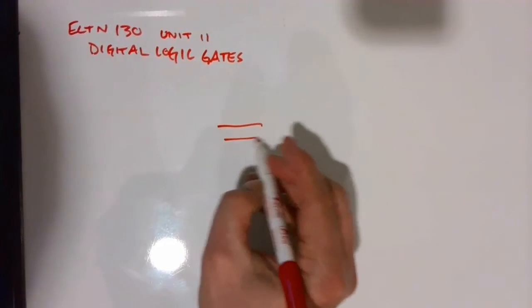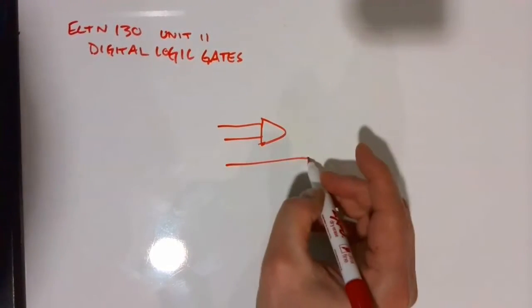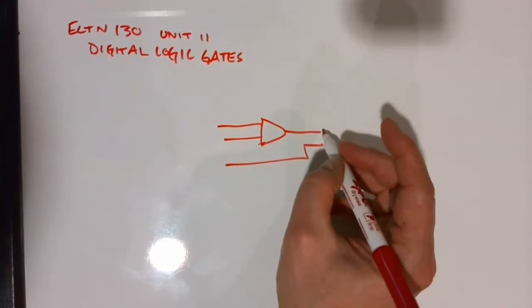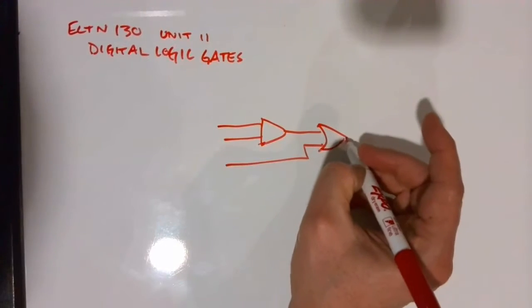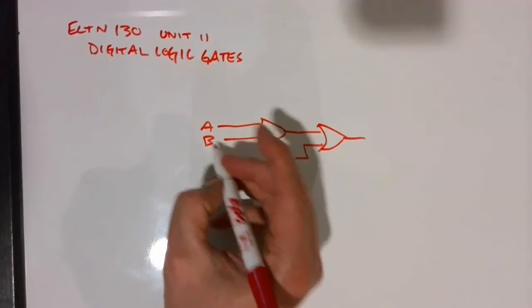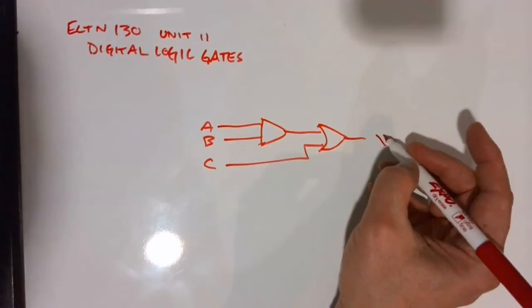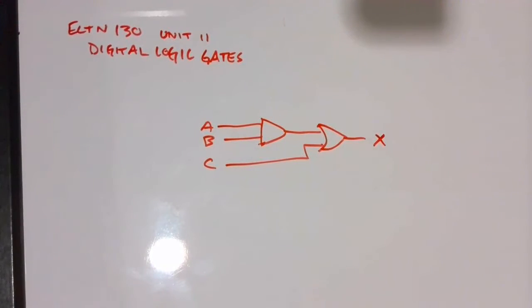Let's take an AND gate here. And we're going to take the output from the AND and go into an OR gate. Typically, we're going to call these inputs, for example, A, B, C, and the output we'll call X. So one of the things we want to do is determine what is the equation that describes this circuit.